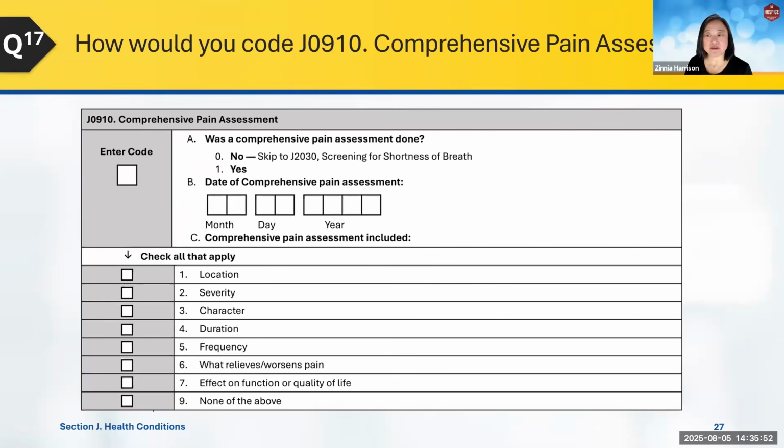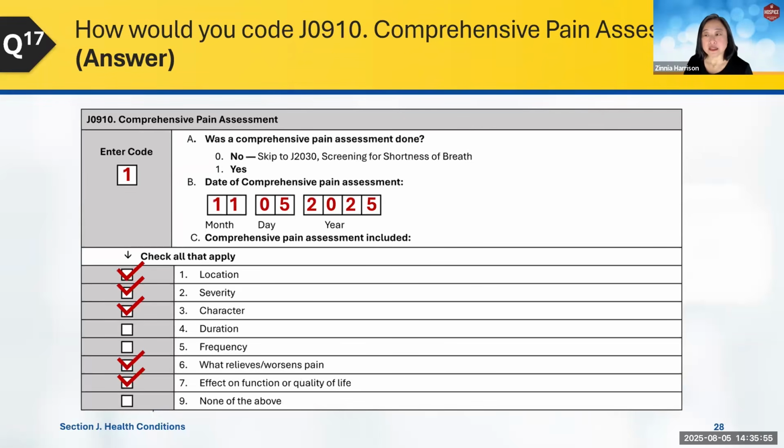Okay, so since pain is an active problem for Mr. K, it is clinically appropriate for the nurse to complete the comprehensive pain assessment. So this is coded 1, yes, with the date of November 5th, 2025. Through the assessment, the nurse identified his feet as a location of pain, and she determined the pain is mild in severity. Mr. K reported his pain is burning and tingling, and standing worsens the pain. The family is hesitant to take him on outings, which impacts his quality of life. Therefore, 1, 2, 3, 6, and 7 are checked.